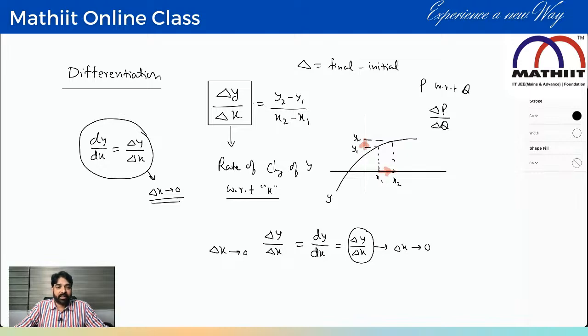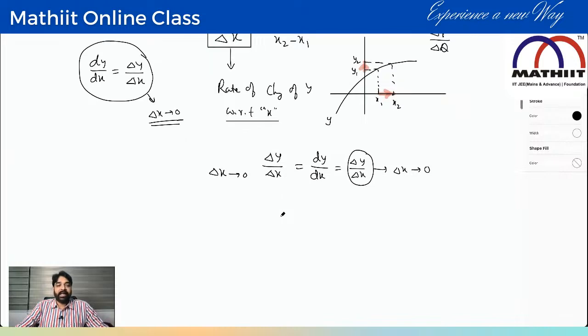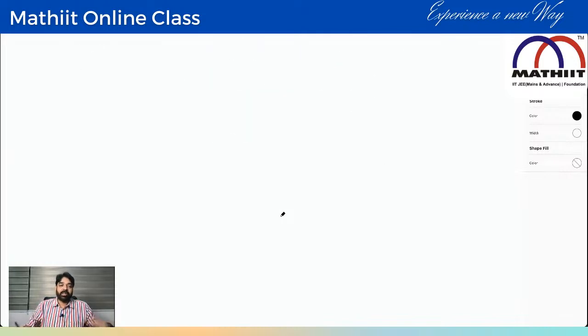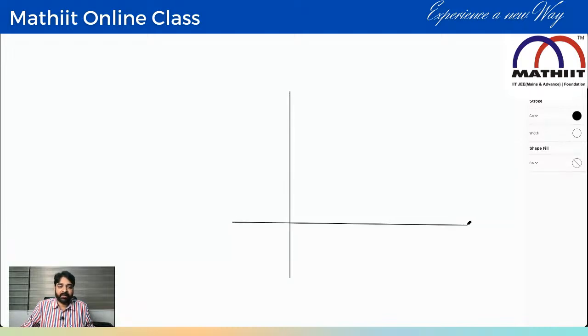Del y by del x represents dy by dx only when del x is near to 0. This is the most important condition. From here only everything will come into the picture. So let's take a big picture of any curve and try to feel what exactly del y by del x is.